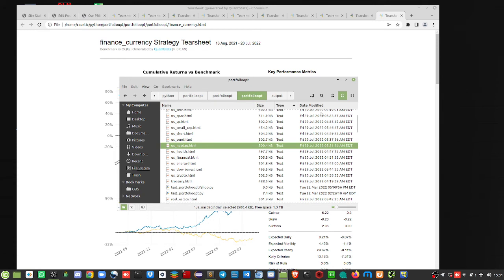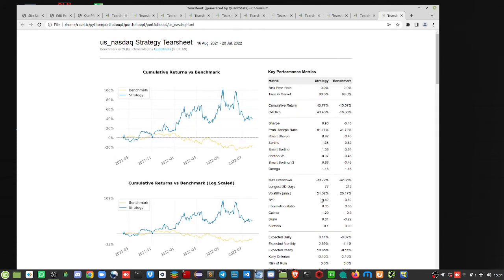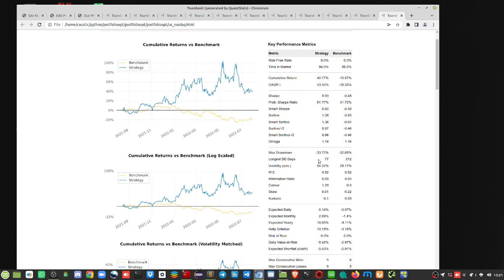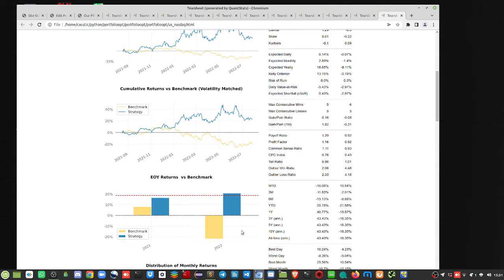Okay. So Nasdaq, again, it still outperforms the generic S&P 500, but the Sharpe ratio is not very strong, 0.93. This helps you determine which is the better U.S. index to be part of. Is it Nasdaq? Is it S&P? So on. So again, max drawdown, pretty extreme, negative 33.